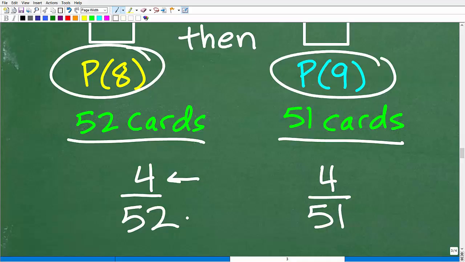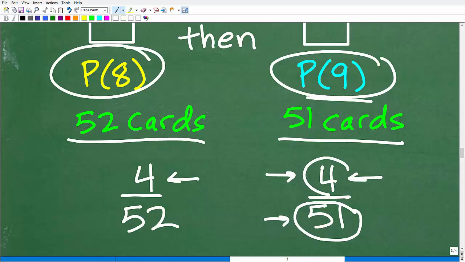Now, we're not replacing this card, right? So now we're going to go for a 9 here. So we don't have 52 cards. Now we have 51 cards, one less, right? So how many ways can we get a 9 out of 51 cards? Well, there's 4 nines remaining, right? Because we just pulled an 8 out of the deck, so there's going to be 4 out of 51. These are your odds of getting a 9 out of these 51 cards, 4 out of 51, where getting an 8 is 4 over 52.